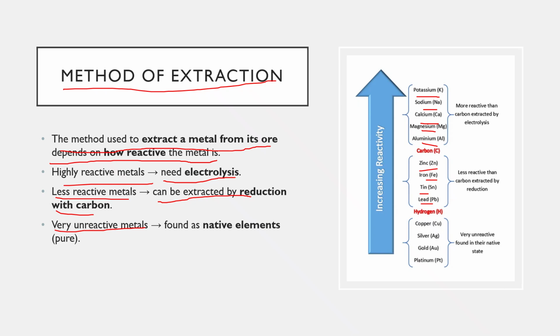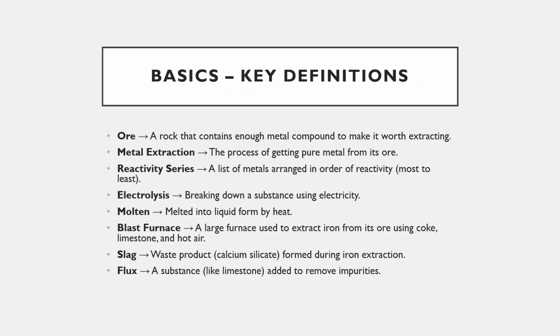For example, if I ask you, you want to extract iron from its ore, which method do you use to extract iron from its ore? You use the method of reduction with carbon. Why? Because it is below carbon. Okay, so next there are some basic key definitions.